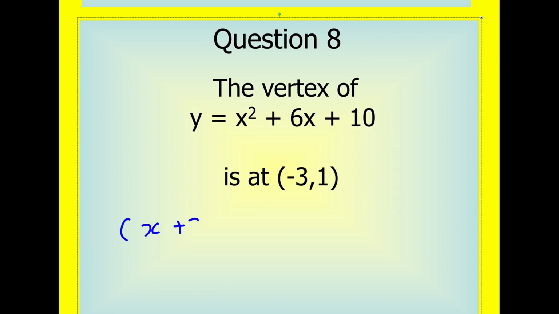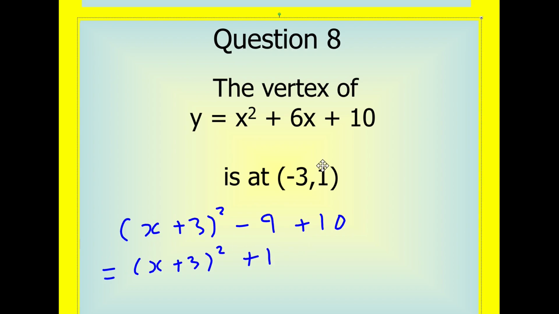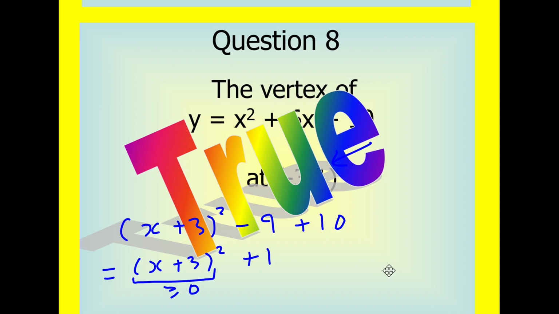(x plus 3) squared minus 9 plus 10, which will become (x plus 3) all squared plus 1. The minimum is going to be 1, and this is going to happen when this thing is equal to 0, because this thing is always greater or equal to 0. So the minimum is when it's equal to 0, and that's going to be when x plus 3 is 0, so when x is equal to minus 3.